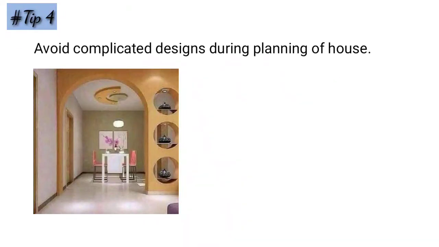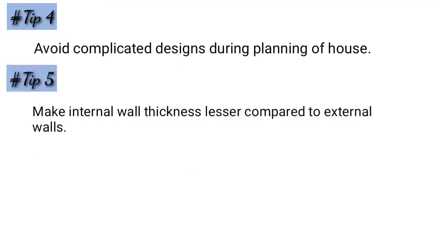In tip 4, we can avoid complicated designs in the building structure. That is, for example, providing arch-shaped walls as well as arch openings in walls. Providing arches makes the building beautiful, but in the same way, if you want to cut the construction cost, then you have to avoid complicated designs. Then we can talk about tip 5.